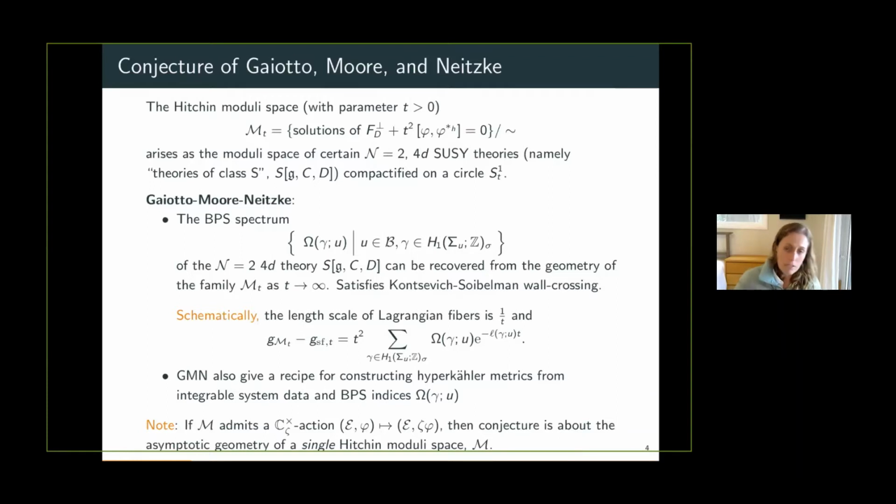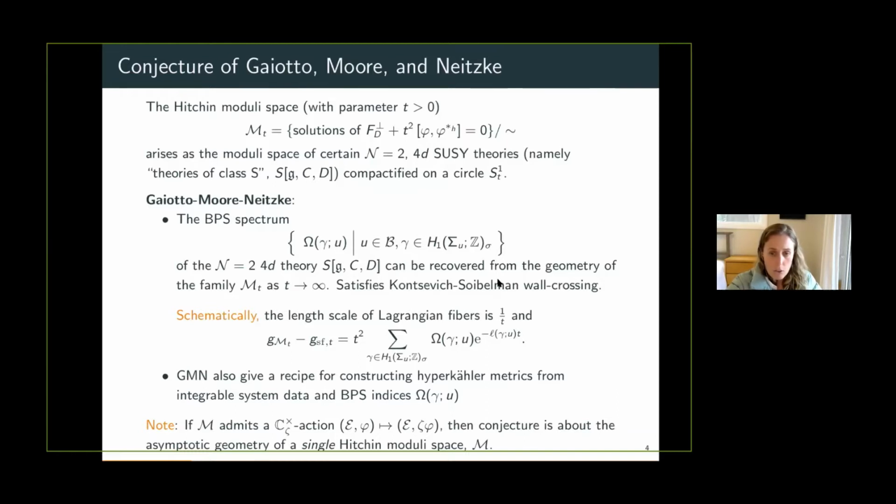And they also give a recipe that if you have some integrable system data and some BPS indices, then you can go backwards and construct hyperkähler metrics. So that's the conjecture in general, but many of these Hitchin moduli spaces admit C star actions, where you are just rescaling the Higgs field. And rescaling the Higgs field by t is really the same thing as putting the parameter t in front of here.